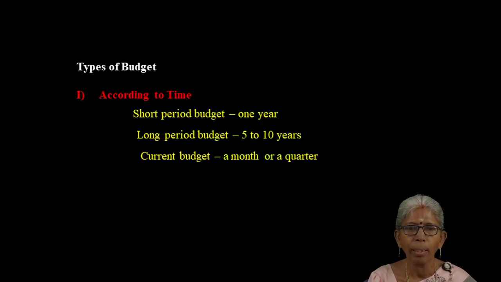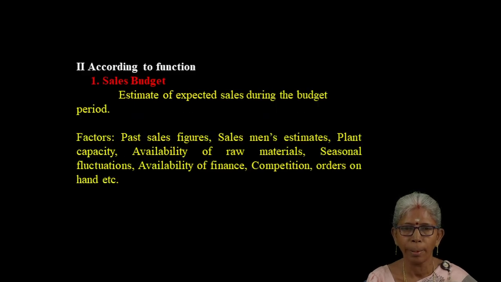Now we are seeing the types of budget. The budget can be classified on the basis of three categories. First one, according to time. Here there are three types. Short period budget consists of a 1 year period. Long period budget consists of 5 years to 10 years. Then current budget consists of a month or a quarter period.